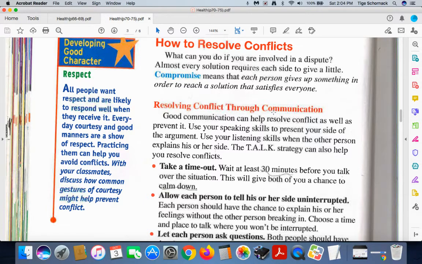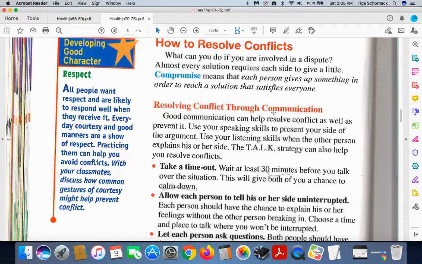We talked about this. We talked about the pointers of communicating with our family, of wanting a different curfew, and how we said try and figure out a compromise to where each person gets what they want. I'm going to read the respect part here. All people want respect and are likely to respond well when they receive it. Everyday courtesy and good manners are a show of respect. Practicing them can help you avoid conflicts.